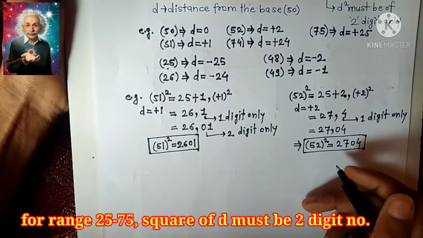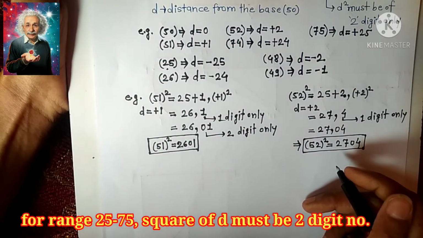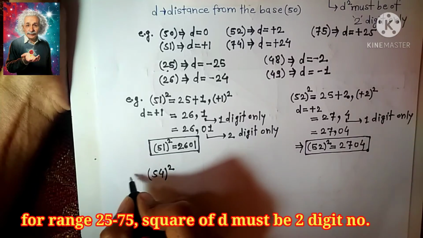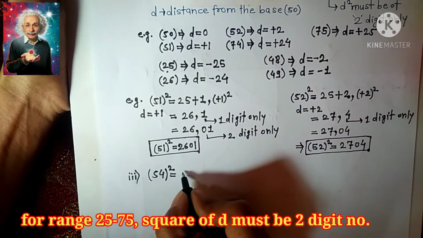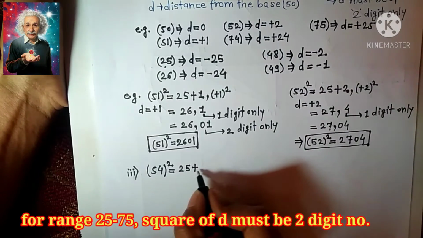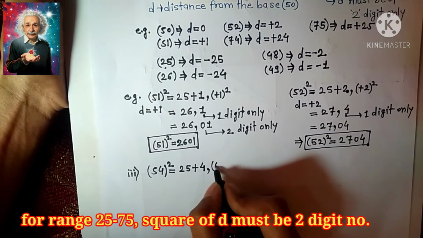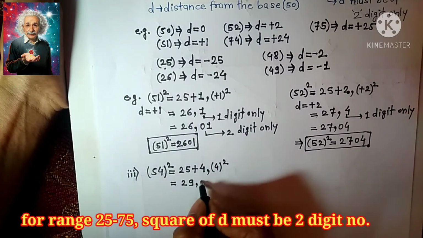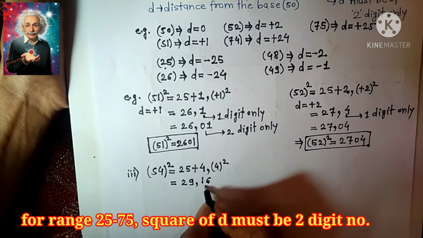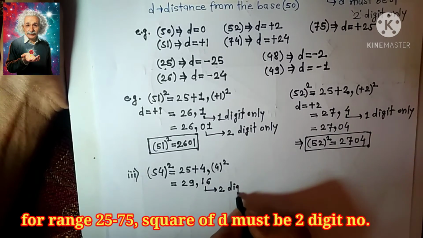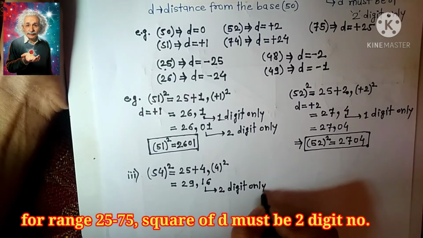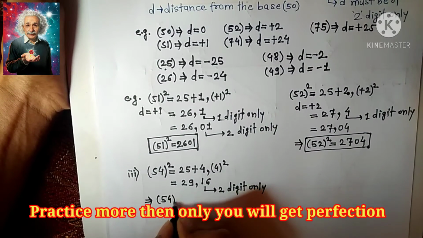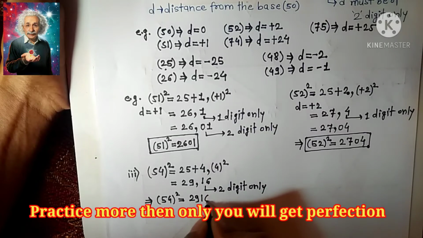Now we take the number as 54. 54 square is equal to 25 plus d. The value of d here is plus 4. d square means 4 square. So we get 29 comma 4 square is 16. And already this is a 2 digit number, so no need to make it 2 digit again. So finally we get the square of 54 as 2916.